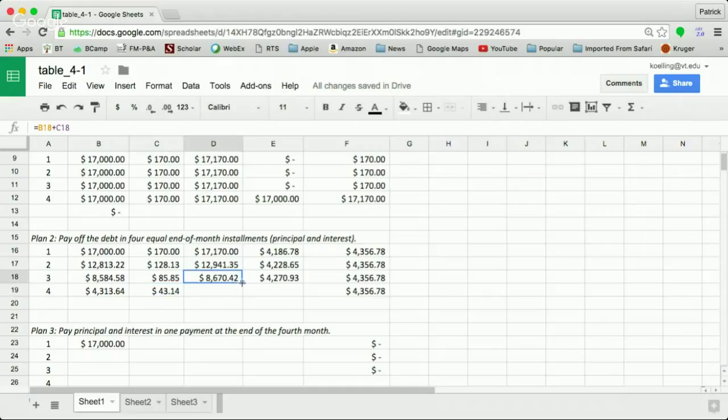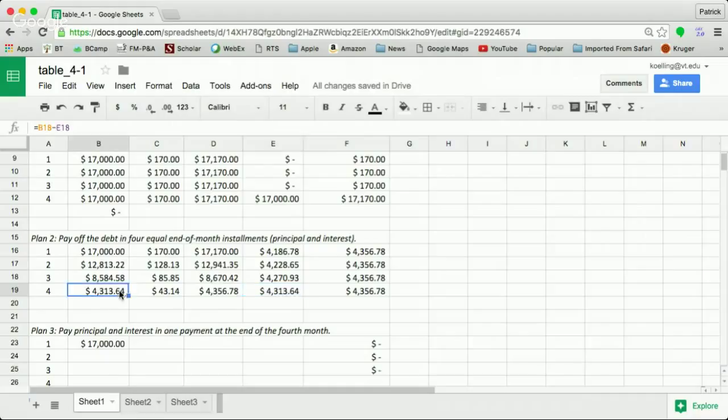And the sum of those, the total I owe, is $4,356.78. Look at that. It's exactly equal to the amount of my payment. So the principal amount that I will pay off is going to be the $4,313.64. You'll see as I drag this down. Here we go. I pay off all the principal, I pay the interest, and I'm done. I will have paid off the entire loan.